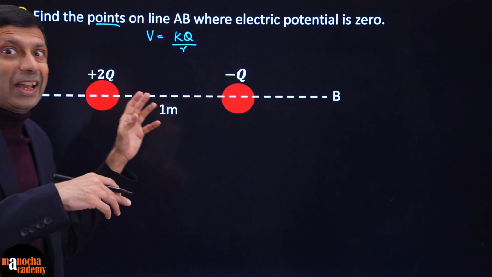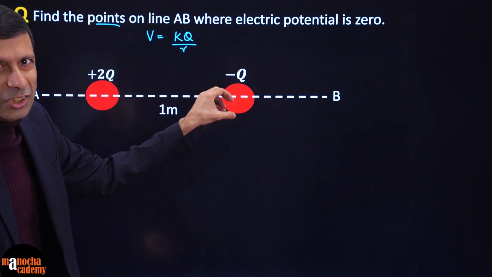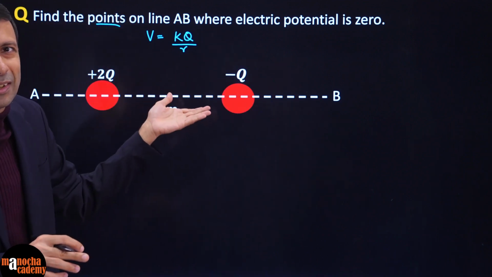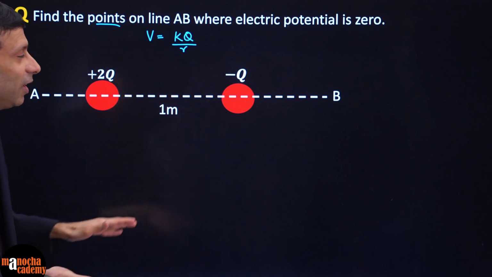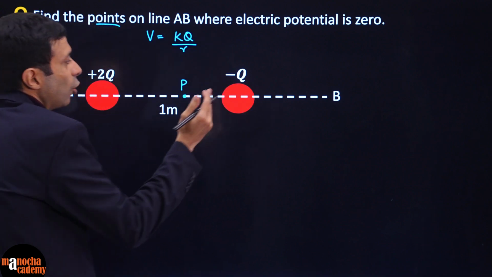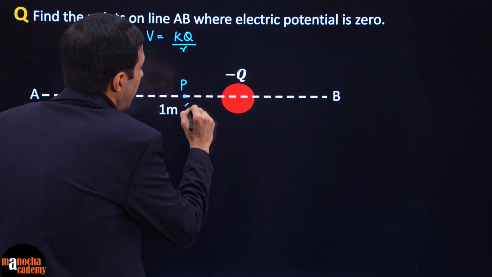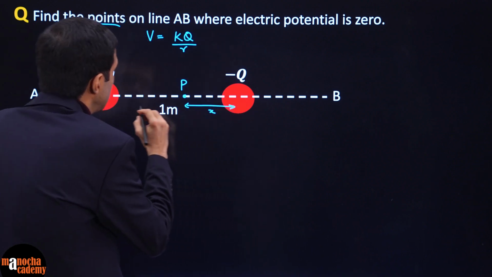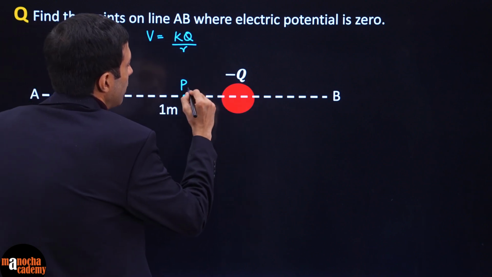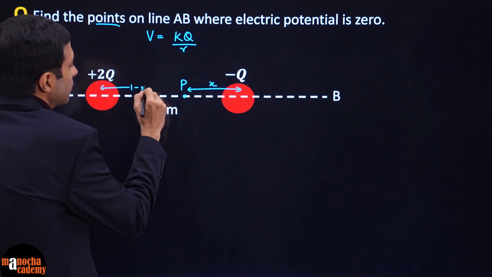So if I want the electric potential to be 0, then the point should be closer to this guy, right? Because this charge is smaller. So to be able to cancel the larger charge, we need to consider the point closer to it. We have to give it some advantage, right? So let's consider this point here, let's say point P, which is closer to minus q. Okay. So let's say this distance is x, and this distance will be what? It will become 1 minus x. So this distance, let me put the labels here. This distance is x, so this distance becomes 1 minus x, right?